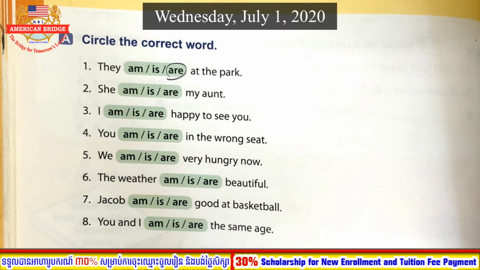Some students might use am because they see I, but remember, you and I. So there are 2 people. We cannot use am. If there is no word you and, you can say I am the same age, but it is not understandable. It's meaningless. You and I are the same age. So now we have finished section A. Let's go to section B.